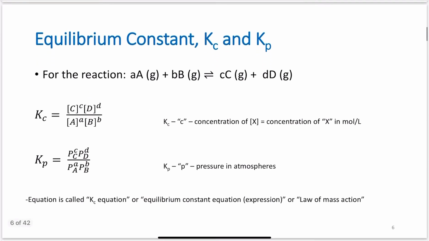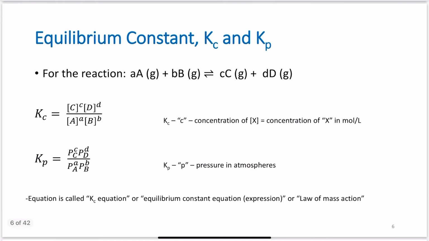So how does this factor into an equilibrium constant? We have Kc and Kp, and truthfully, we're going to find a lot of Ks. Kc is for concentration, Kp is for pressure. And we're going to talk about both in this chapter. We're also going to learn how to convert between the 2. So Kc, C representing the concentration of X in moles per liter, so your molarity. Kp, where P represents the pressure in atmospheres.